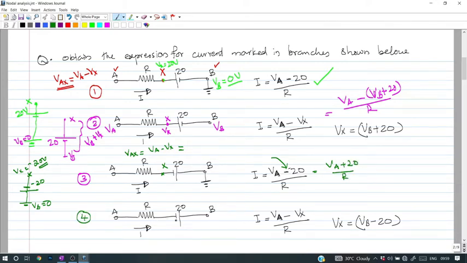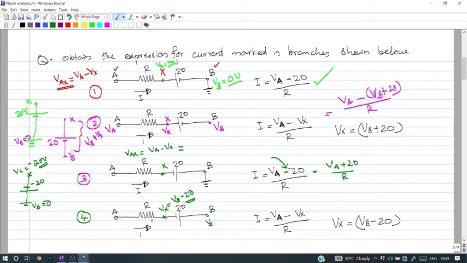Similarly, the fourth case, here VB is there, here minus 20 is there. What is this point potential Vx? Which is equal to VB minus 20 volt. If you are substituting Vx value as VB minus 20, that potential difference, that is VA minus Vx divided by R, determine the value of current.